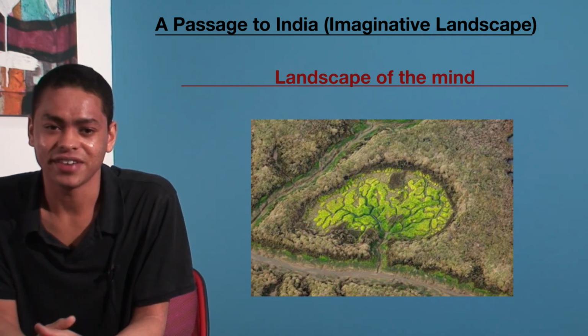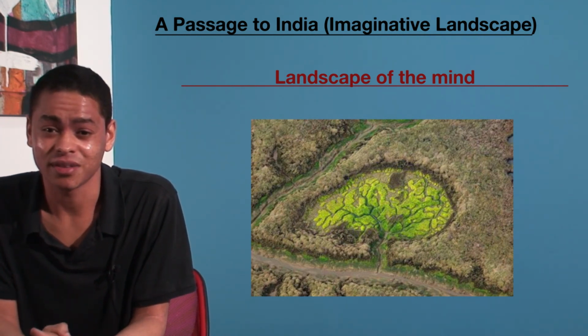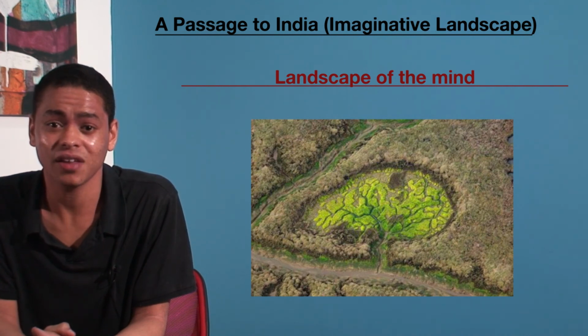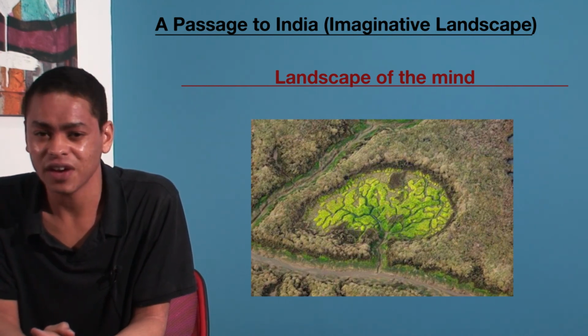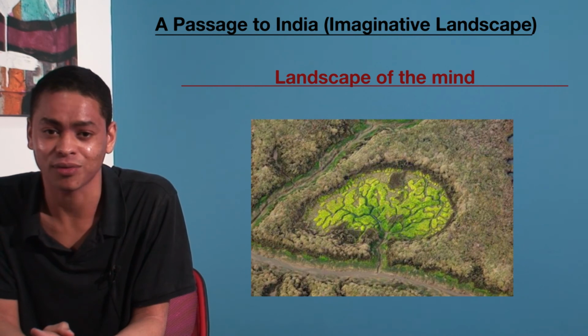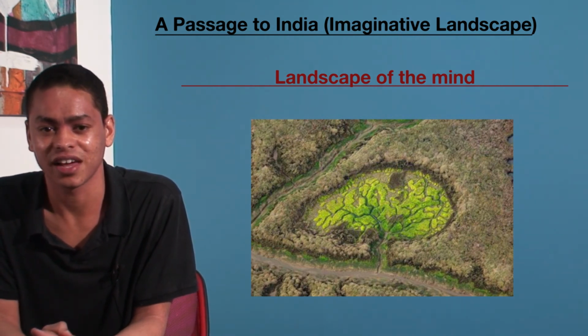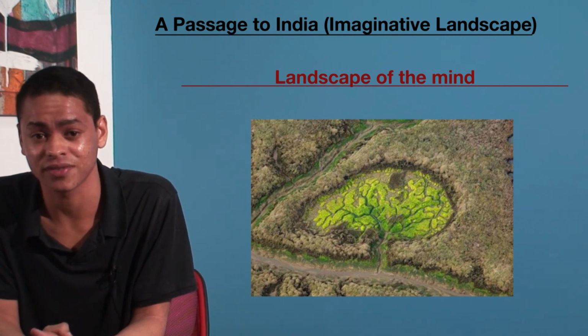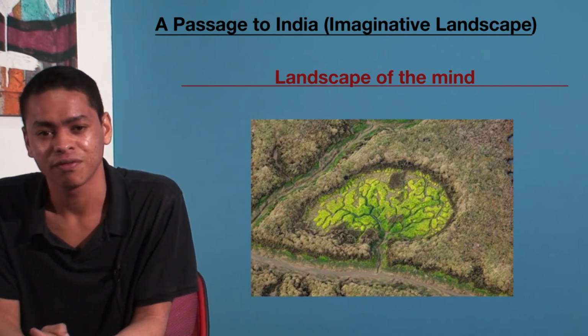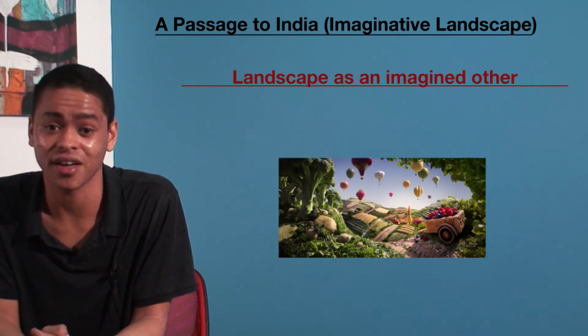Aziz voices his own imaginative landscape to Miss Quested on their way to the Malabar caves. Atop an elephant, he says to her, "I feel as if I am travelling into my past, and I am a great Mughal emperor." He has travelled beyond the landscape he has known in his life to those he has imagined from the stories of his ancestors. Finally, let's imagine the ways in which this film presents landscape as an imagined other.